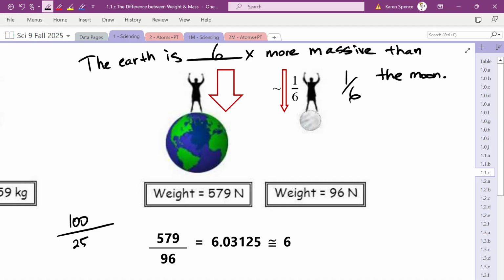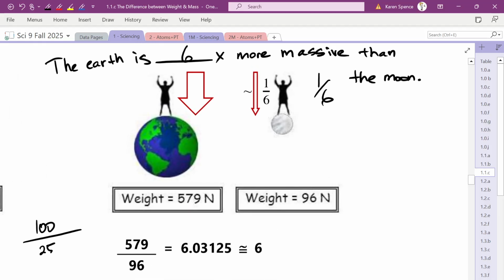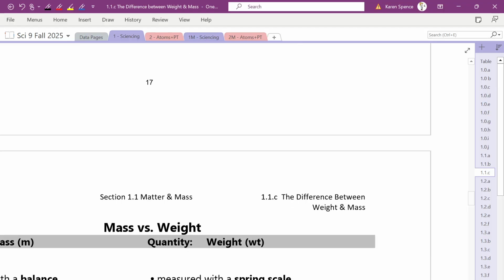What if I told you that Mars is 1/3 the mass of the Earth? What would happen to your weight on Mars? It would be 1/3. And what if Saturn is 20 times the mass of the Earth? What would happen to your weight on Saturn? It would be 20 times. Yeah, absolutely. Okay. So those two are related to one another.